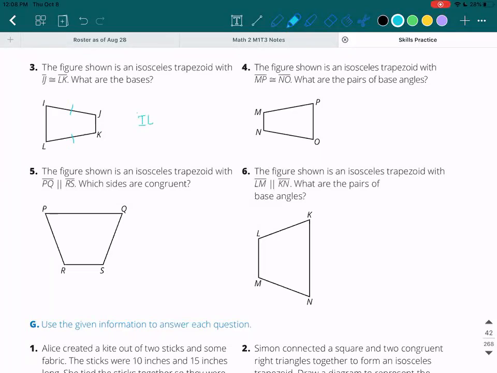ILJK. Good. IL and JK are your bases. Bases are the parallel sides. So those are your bases. Good job.